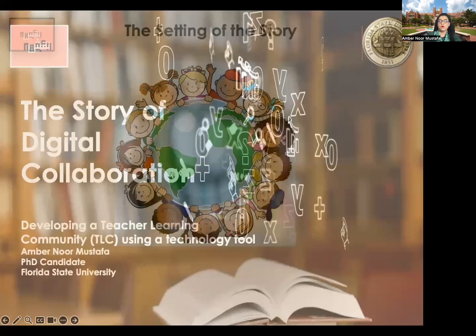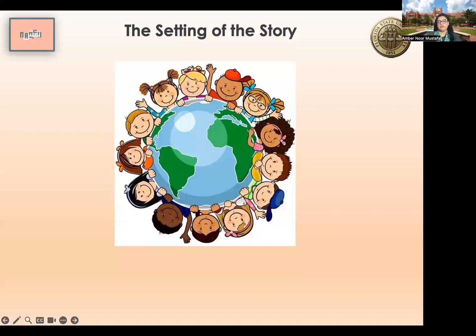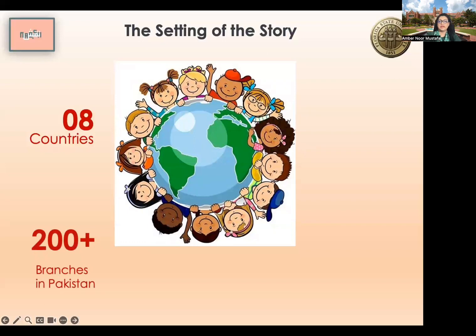So, moving on, the protagonist of my story today is a Pakistan based private school system with schools in 8 countries and more than 200 branches within Pakistan. Historically, the organization had a complex, centrally controlled relationship with schools, where groups of schools reported to school group offices, who reported to regional offices, who disseminated policies and information shared by the sole policymaker, the head office.